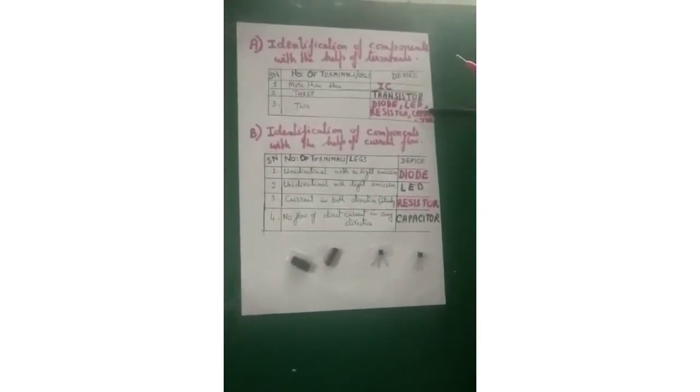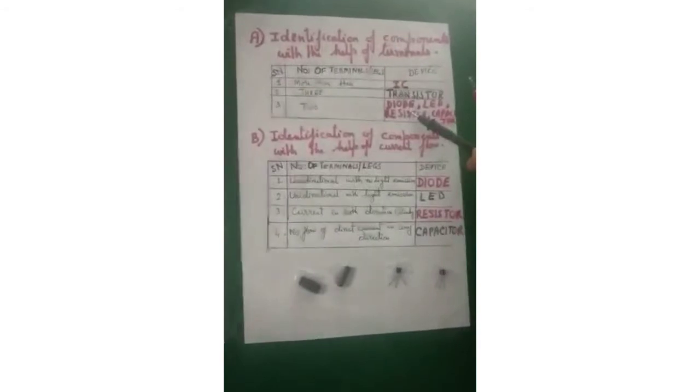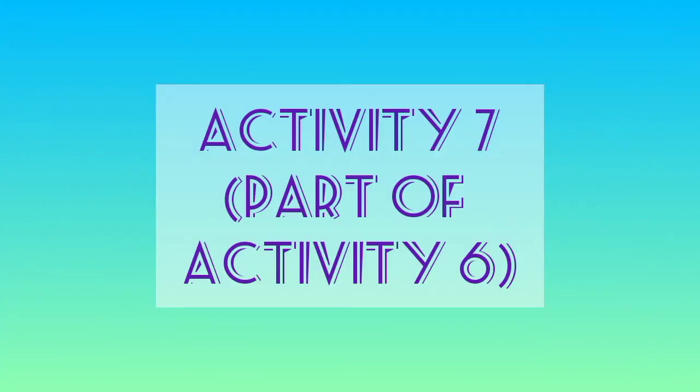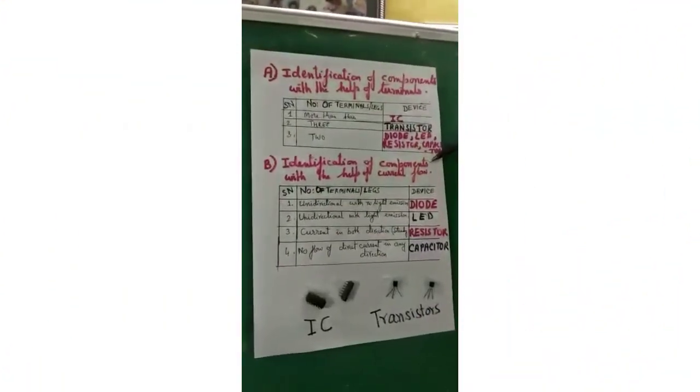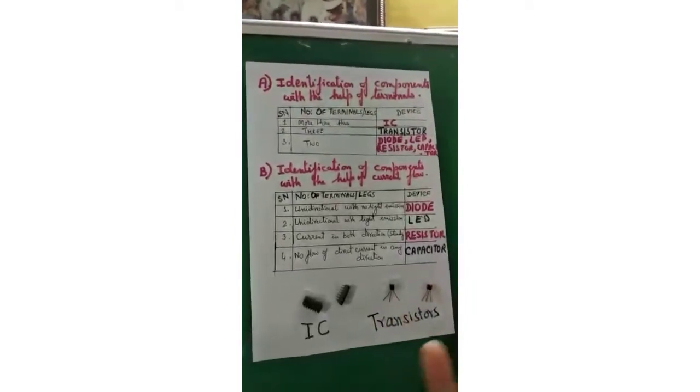Now the remaining all are having 2 legs. So they may be, I don't know now, they may be diode, they may be LED, they may be resistor, they may be capacitor. Identification of components, that is 2-leg components, with the help of current flow.